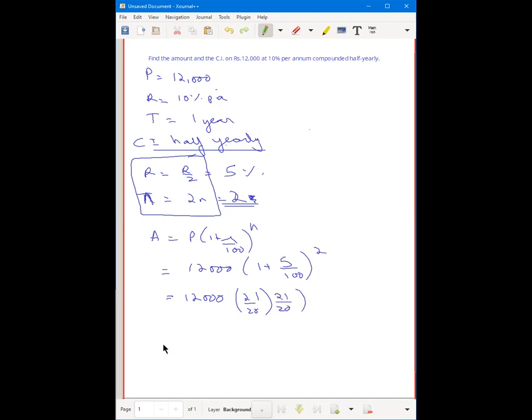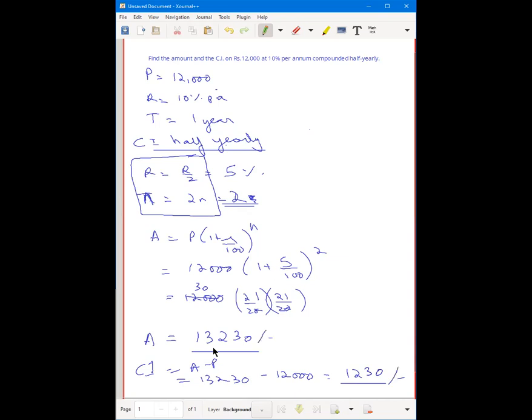Correct? Solving this, solve this quickly. Cut the zeros. 4. So this will be 30. Solve it further. So Ramya, that is correct. So we'll get 13230. Right? That'll be the amount. And we know I or CI will be equal to A minus of P. So that's 13230 minus of 12,000, which will be 1230. That is the final answer.